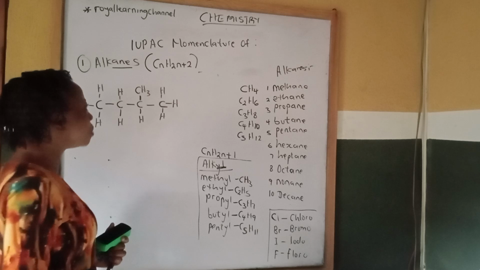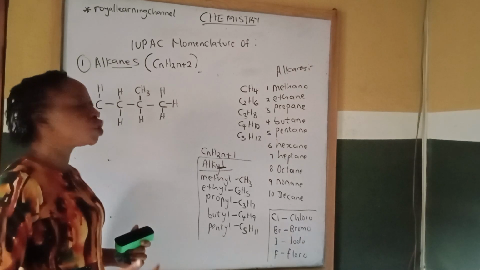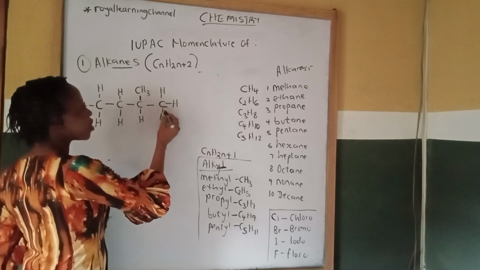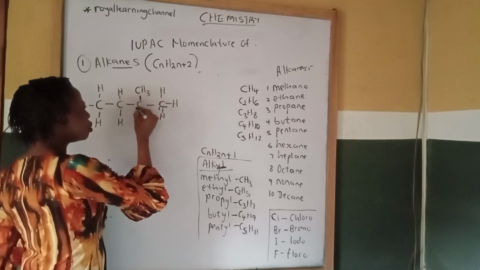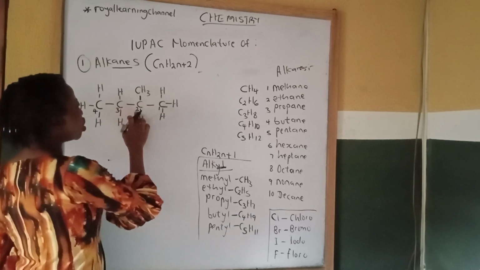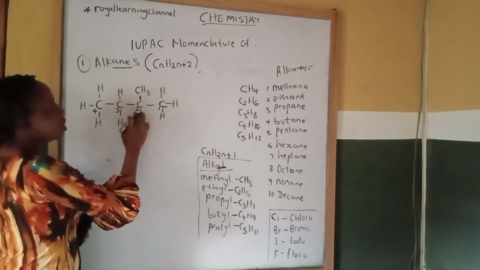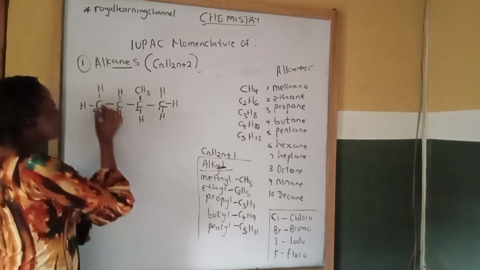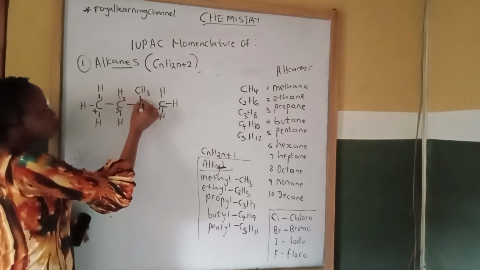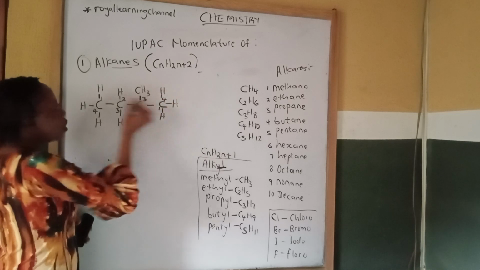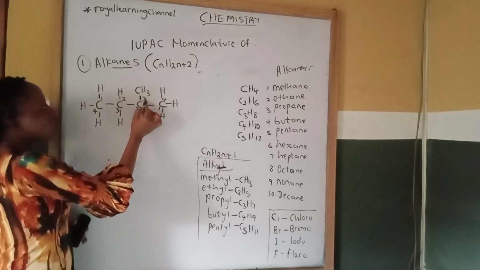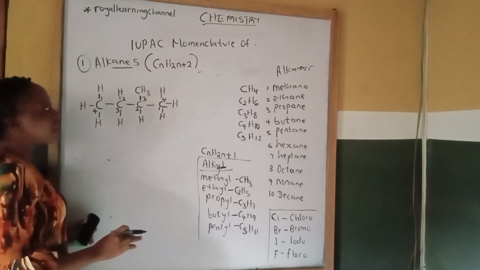Number the carbon atom from the end which will give you the lowest number to the substituent. If I number from my right hand side, 1, 2, 3, 4, my substituent, which is CH3, is on the second carbon atom. But if I number from the left hand side, 1, 2, 3, 4, my substituent is on the third carbon atom from the left hand side.